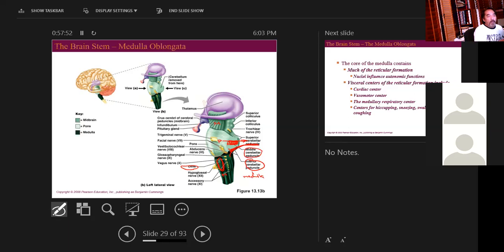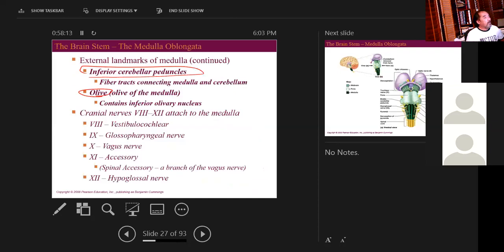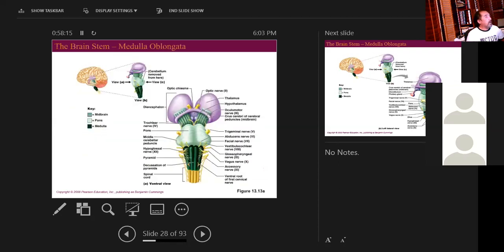That's for the pons. And for the midbrain, it's going to communicate with the cerebellum through what we call the superior cerebellar peduncle. Okay, remember the spelling, cerebellar, because it's going to the cerebellum. Right. So those are the structures that you need to identify in the medulla oblongata.